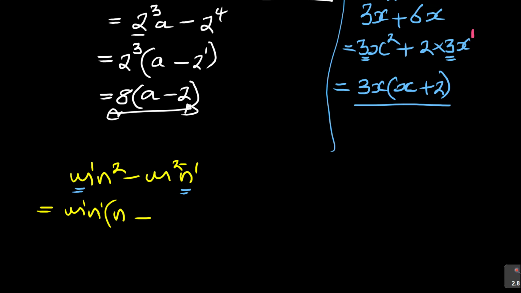So what do you have? You have m, but n is gone. See that? So that is it. You have got mn minus m. That's it.